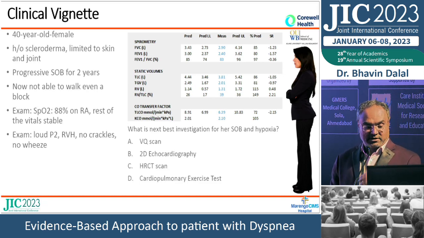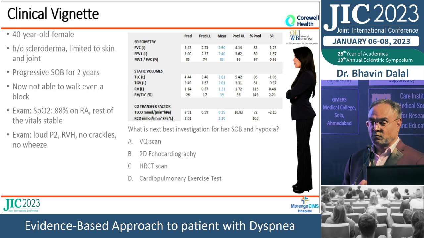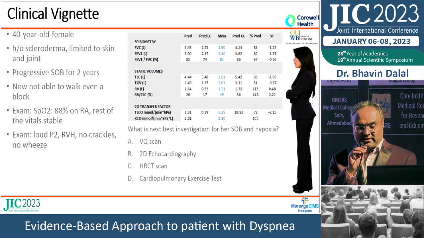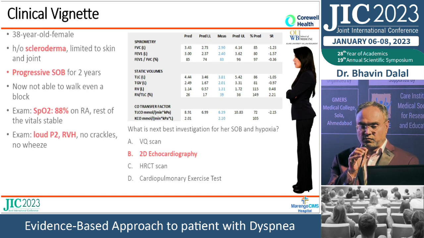Okay, people said VQ scan, 2D echo and HRCT. So what is the diagnosis we are thinking here, just from the history and physical exam and the PFT? Probably pulmonary hypertension, and that's why the correct choice is the 2D echocardiography. So let me show you the important words here.